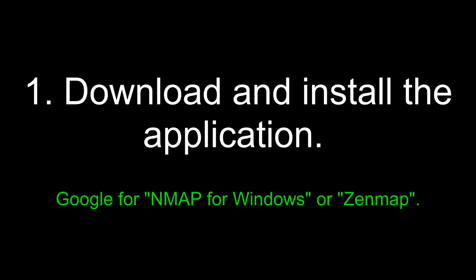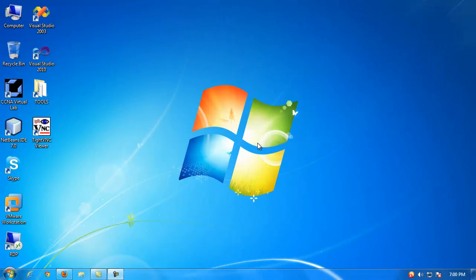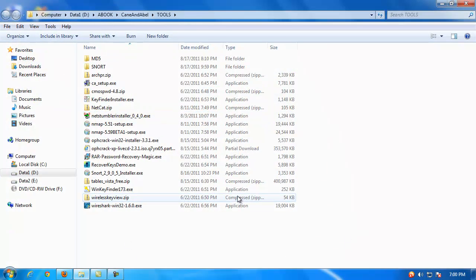First, download and install the application. Google for NMAP for Windows or Zenmap. So just Google for NMAP. Okay, and I've already downloaded it. And the particular one compiled for Windows, I'm going to try a beta. We'll play with that. And this is NMAP.